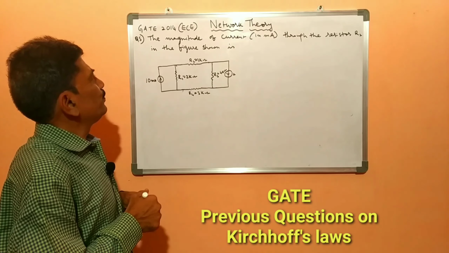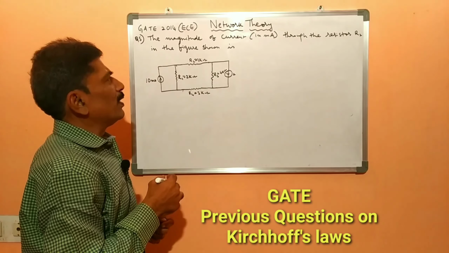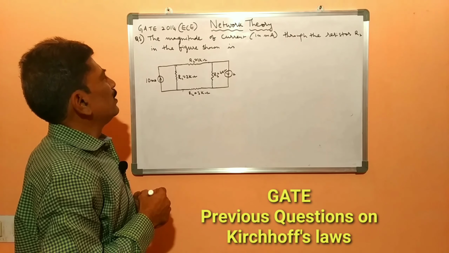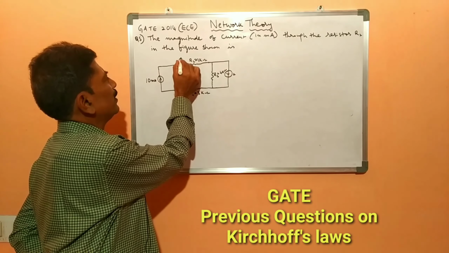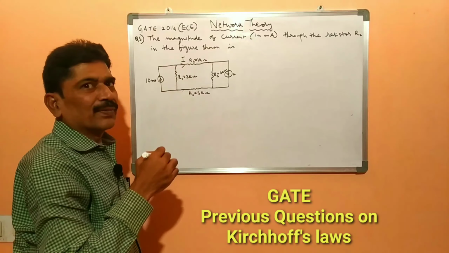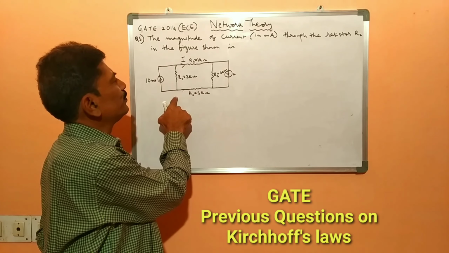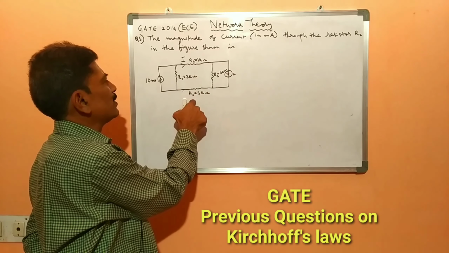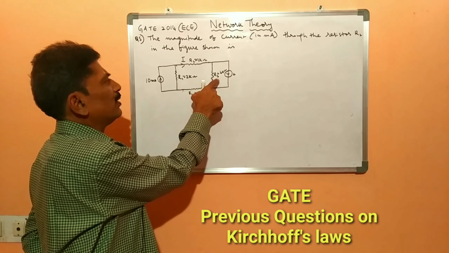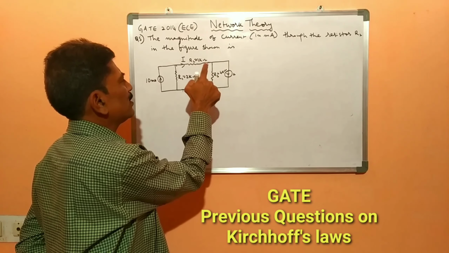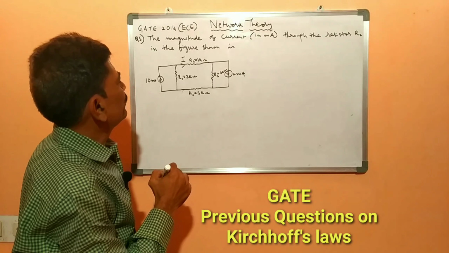Okay, next question. The magnitude of current in milliamperes through the resistor R2 in the figure shown is what? Let us find out now. The magnitude of current through resistance R2, let this be I. In the circuit, two practical current sources are given, and two passive elements. Practical current source with internal resistance R1, and here another practical current source with internal resistance R3. It is 2 milliamperes.